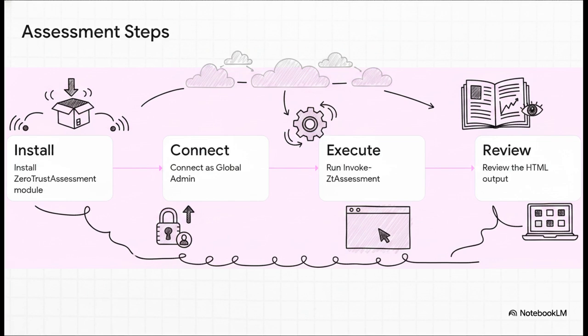Step 1, you just install the Zero Trust Assessment module. Step 2, you connect using global admin credentials for the initial run. That grants the read-only permissions. Step 3, you execute Invoke-ZTAssessment. The tool does all the heavy lifting, checking your configurations against zero trust principles without changing a single setting in your environment. And finally, step 4, it generates a comprehensive HTML report right there on your local machine.